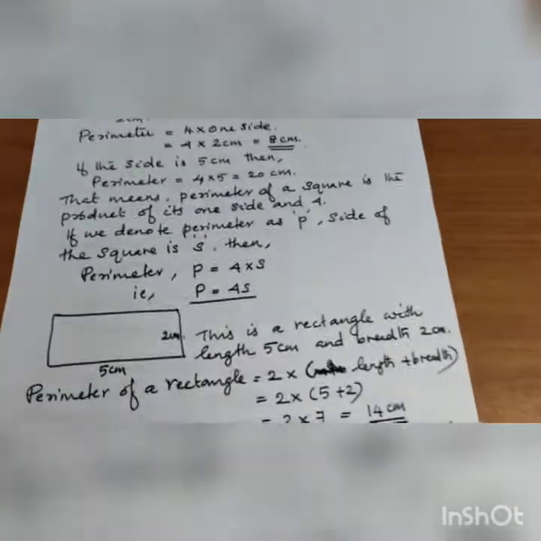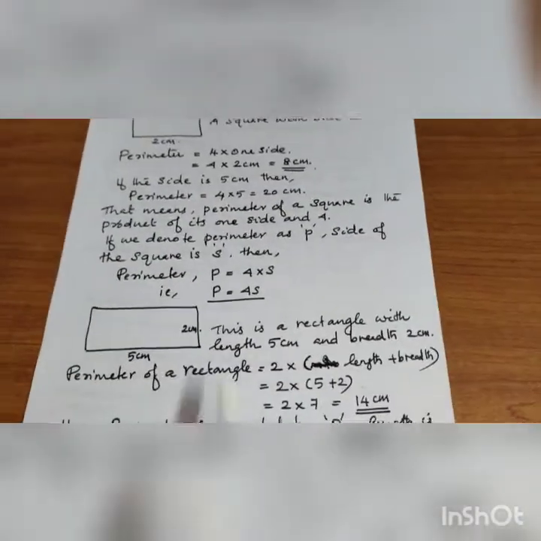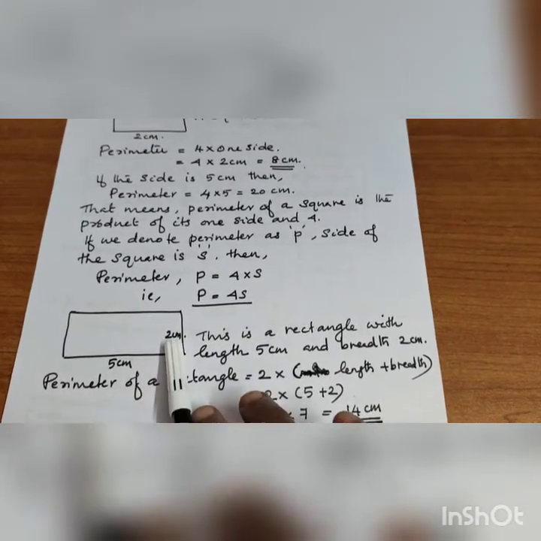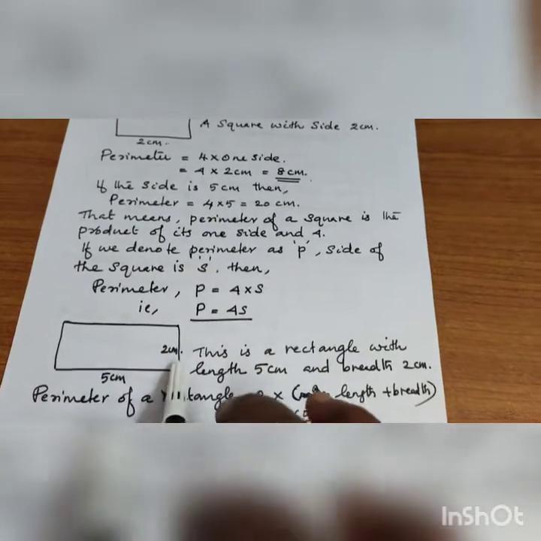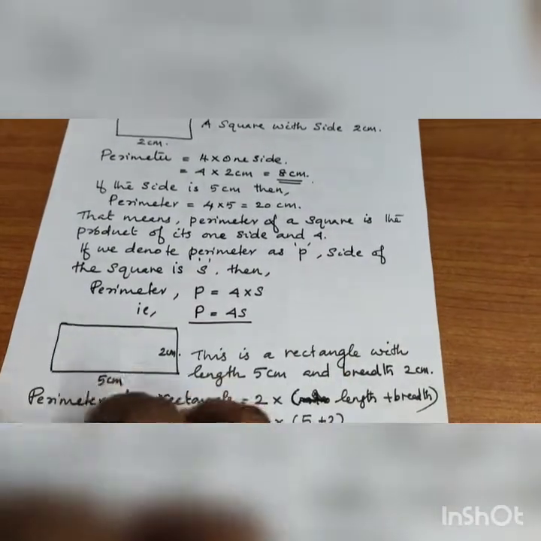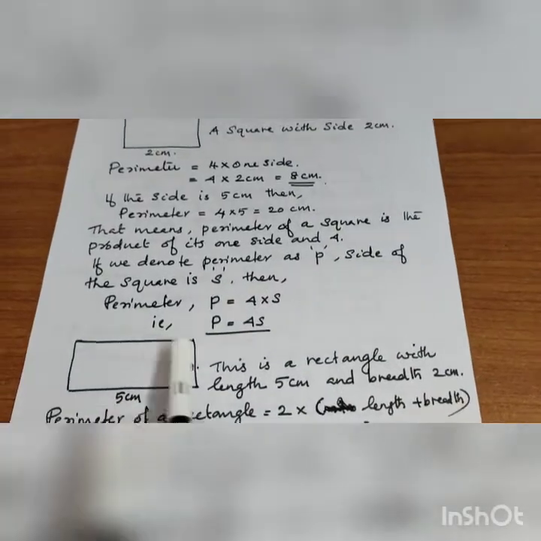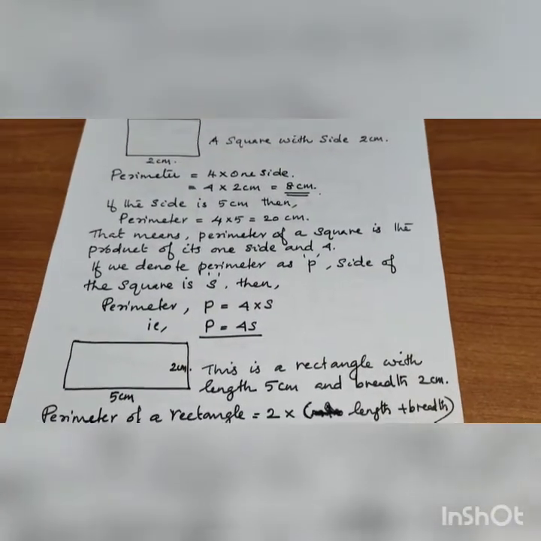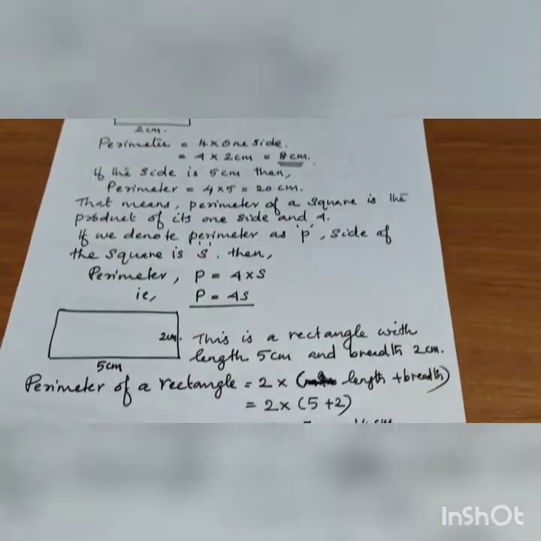In the case of a rectangle, what is the peculiarity of a rectangle? Rectangle means length and breadth. Opposite sides, opposite lengths are equal, opposite breadths are equal. That is, opposite sides are equal. Then, here 5 cm length and 2 cm breadth. This is a rectangle of length 5 cm, breadth 2 cm.